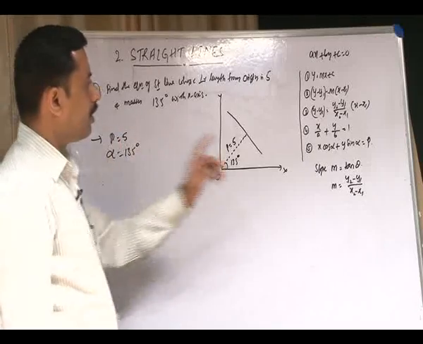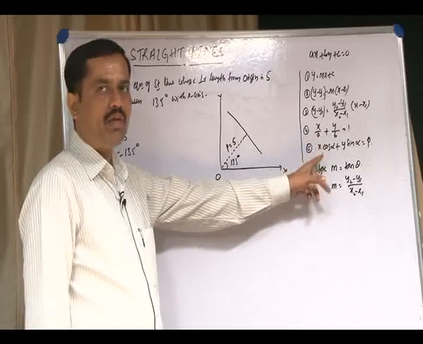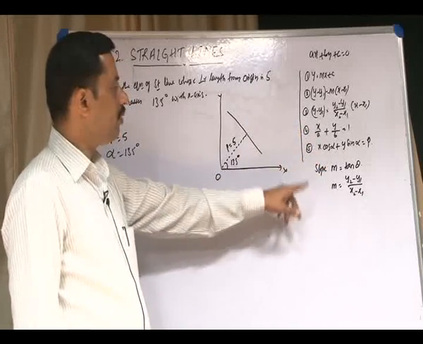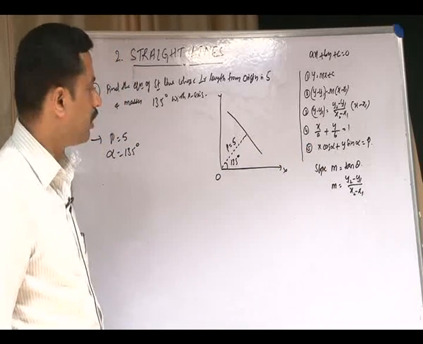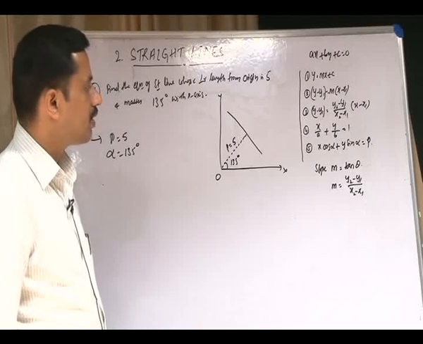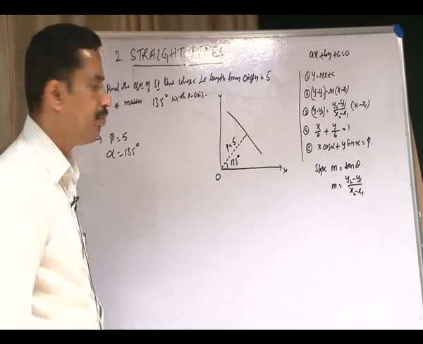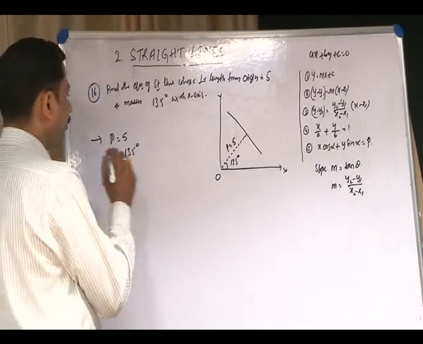Now, given the perpendicular length and the angle alpha, you have to use the equation of the straight line in normal form, or perpendicular form, that is given by x into cos alpha plus y into sin alpha is equal to p. So, use this formula and find it out.